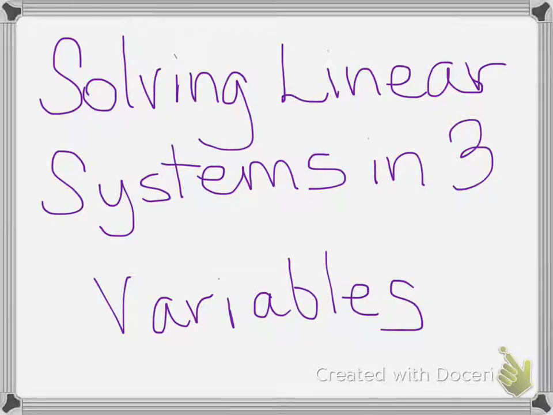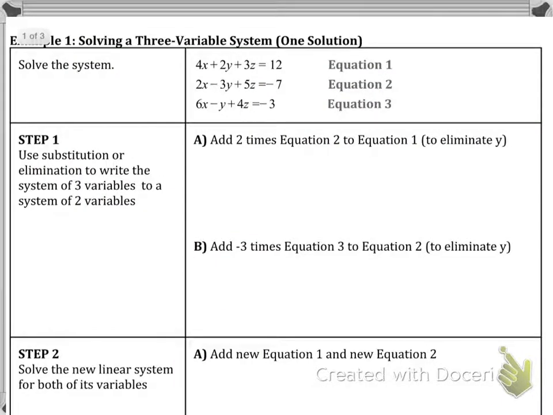We will be solving linear systems in 3 variables. In our example in our notes, we did these 3 equations in order to demonstrate solving a 3-variable system. I would say the biggest thing in choosing what to do in step 1 is that we want to use substitution or elimination to reduce the system of 3 variables to a system of 2 variables.